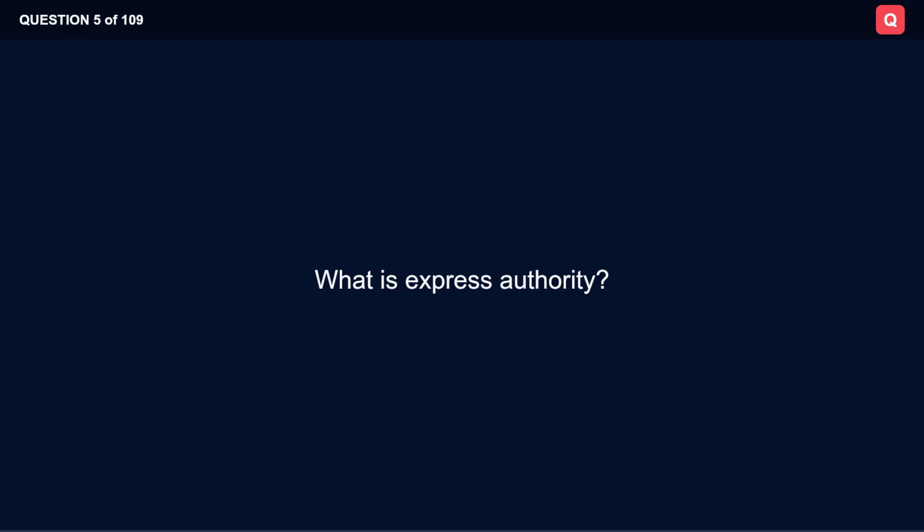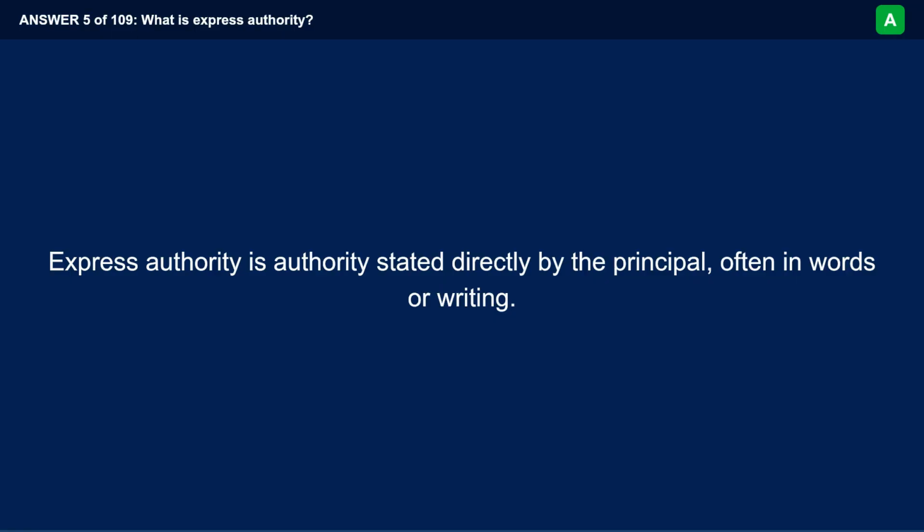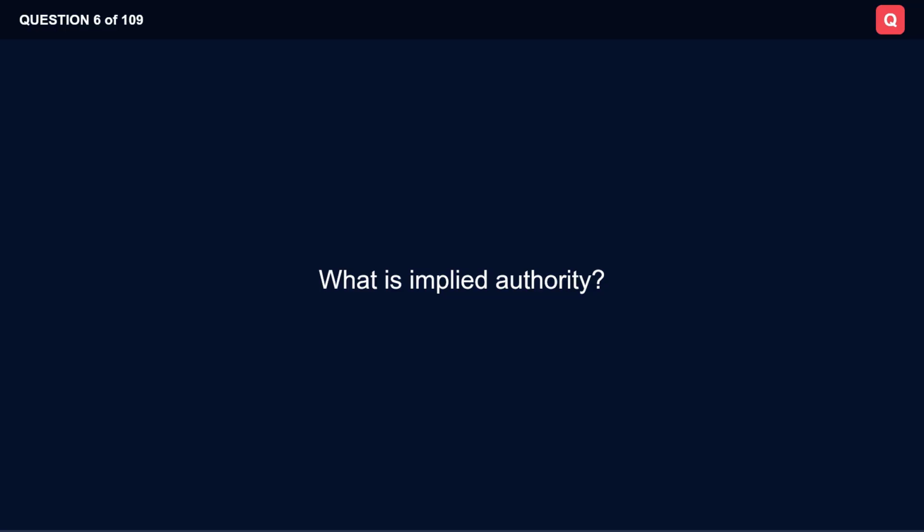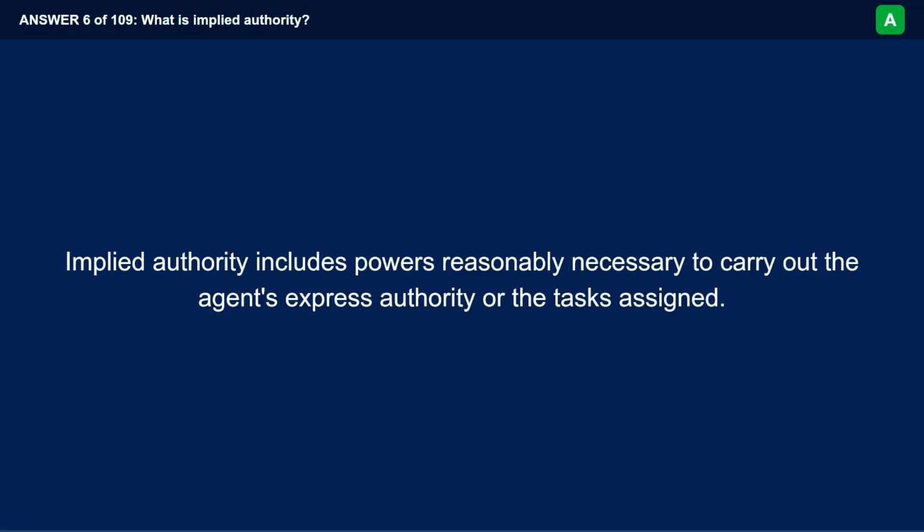What is express authority? Express authority is authority stated directly by the principal, often in words or writing. What is implied authority? Implied authority includes powers reasonably necessary to carry out the agent's express authority or the tasks assigned.